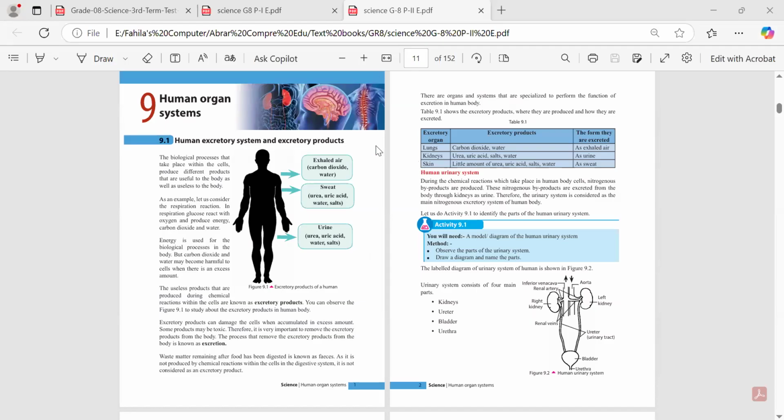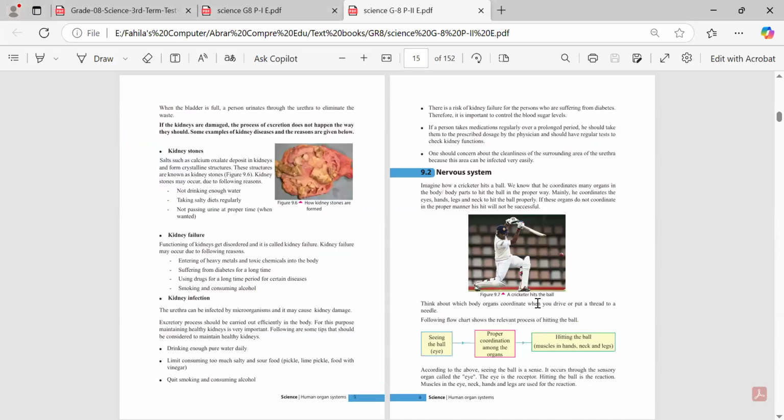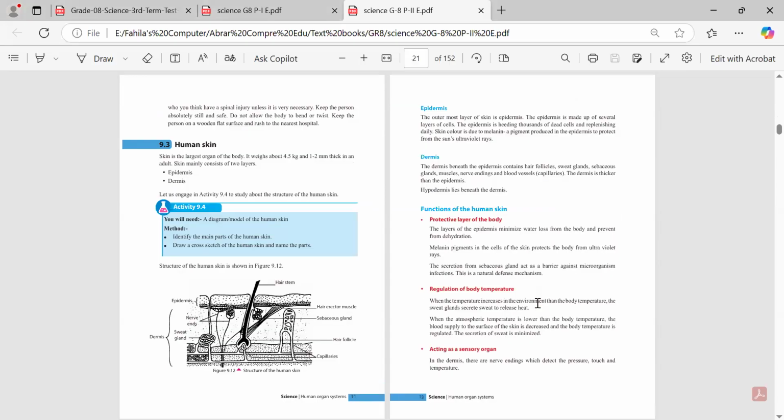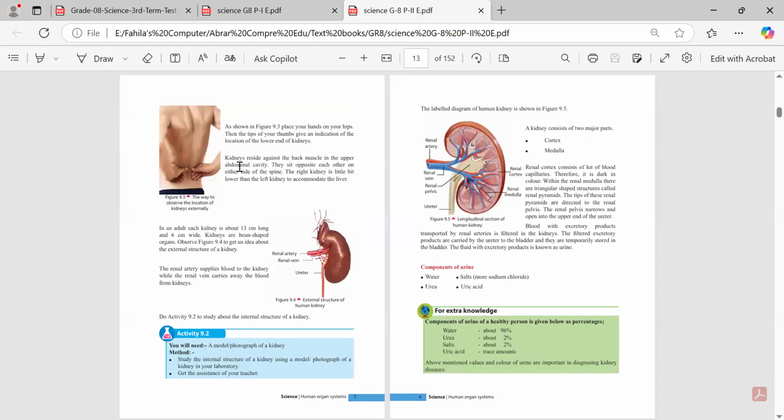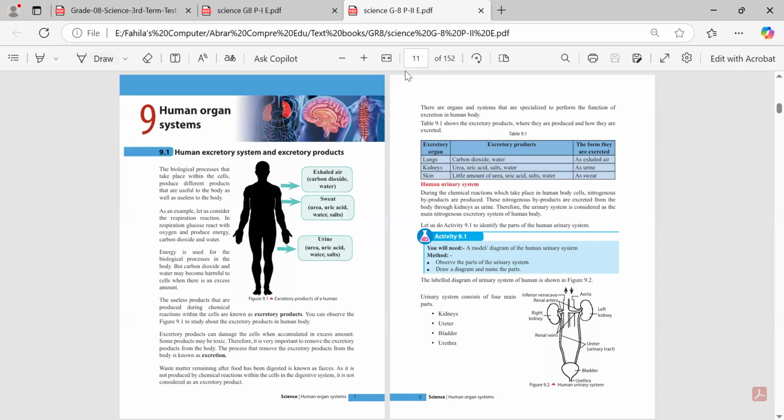Right. So, first of all, let's go through units 9 and 10, just a summary. In the ninth unit, you are introduced to three main systems of the body, right? That would be the excretory system, and then the nervous system, and you also learned about the skin, separately, not under that.